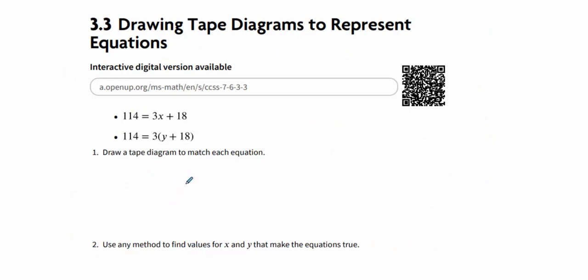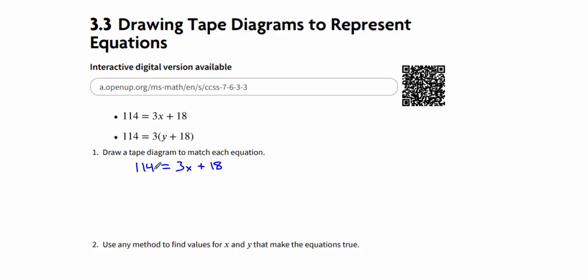So moving on to 3.3, drawing tape diagrams to represent equations. You notice there is an interactive digital version for this, and I showed you how to work on that in a previous video. But we're just going to draw them. So let's work on this one here. 114 equals 3x plus 18. 114 is equal to 3x plus 18.